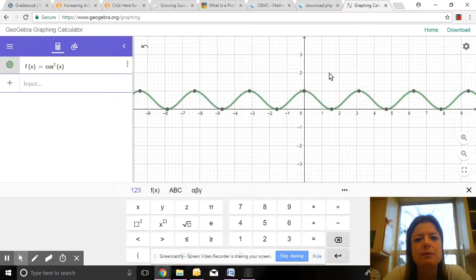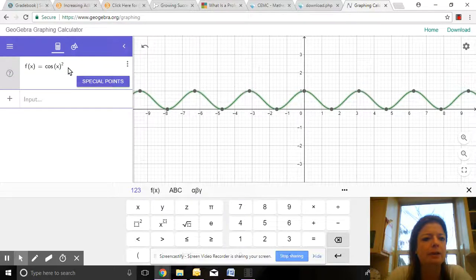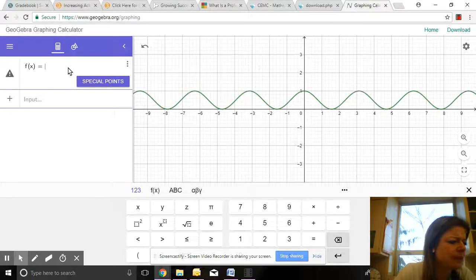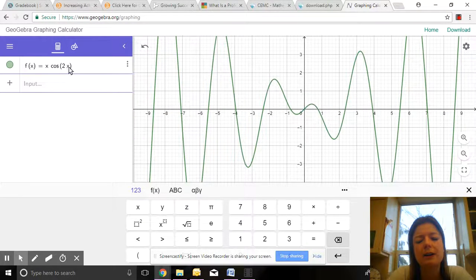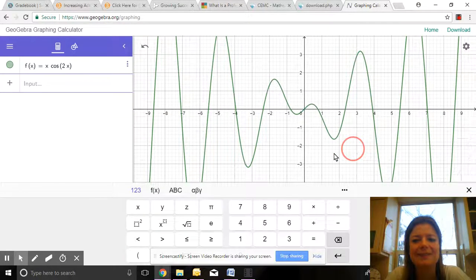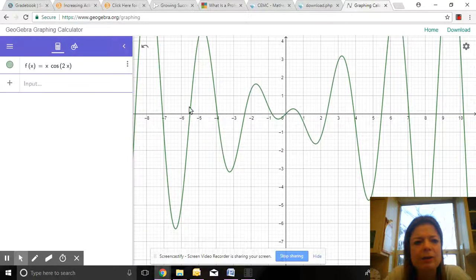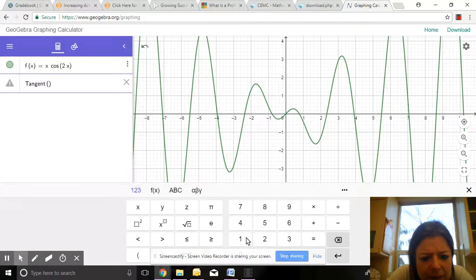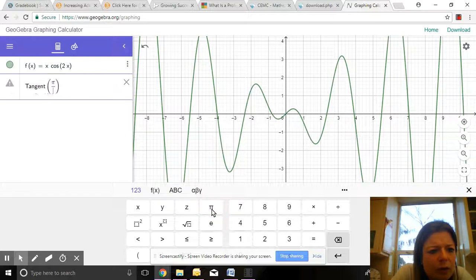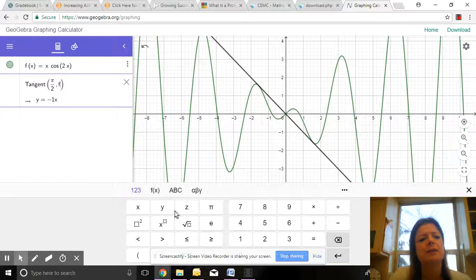So if you want to bounce over to GeoGebra, change this. This is the function x cos, oops, so when you do this, you got to do x times cos 2x, okay? So there is that function. Isn't it pretty? I think it is. So at pi over 2, you can do the tangent, comma, and then I can find pi over 2, the function f. There we go. You can see the equation right there.